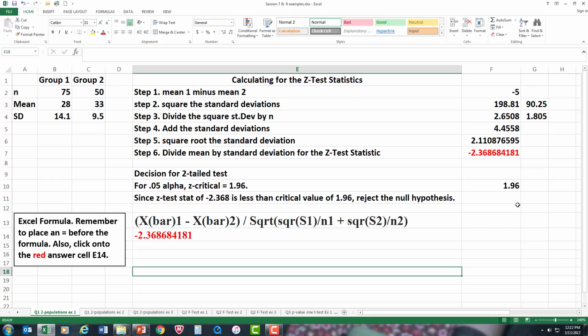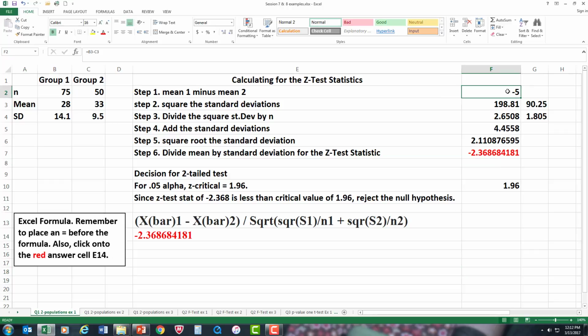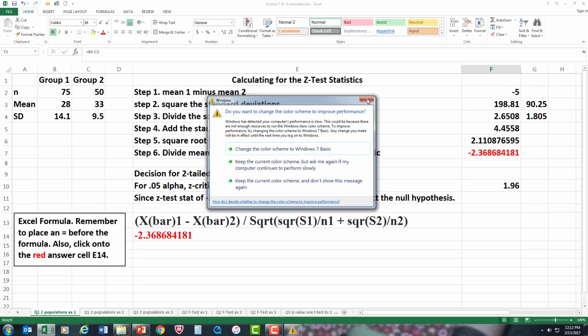Now what I've done is I've taken the formula and I broke it down into steps that will hopefully help you solve the problem to come up with the z statistic. Now I've already worked out the problem, so what I'm going to do is click into each cell and show you what happens.